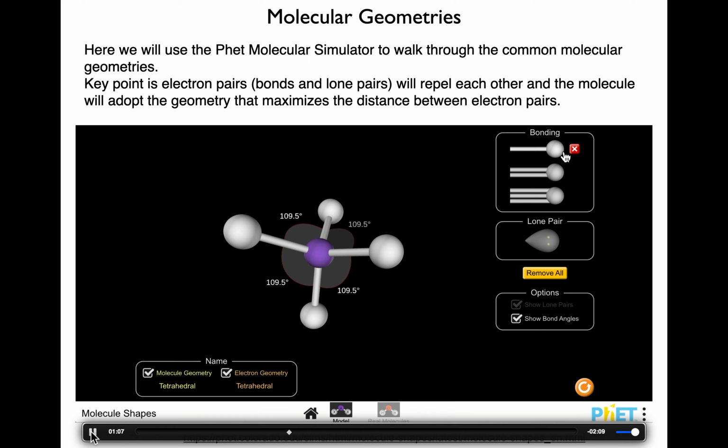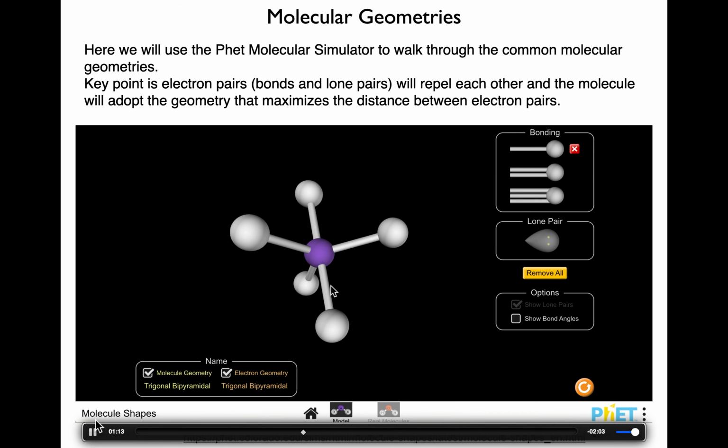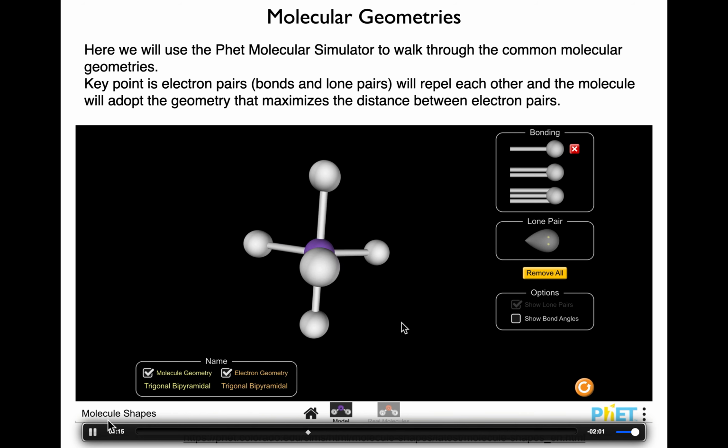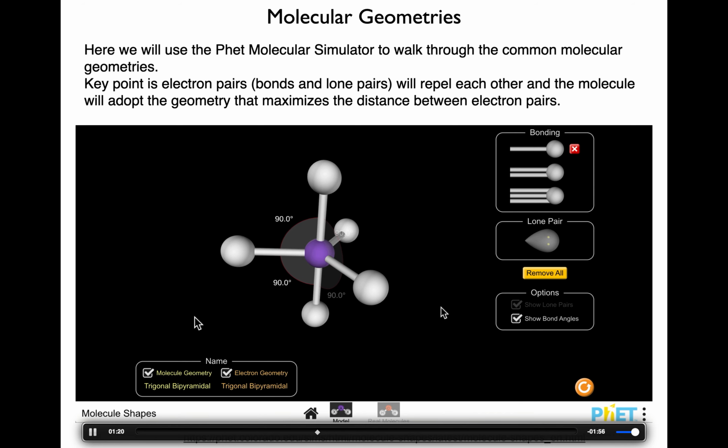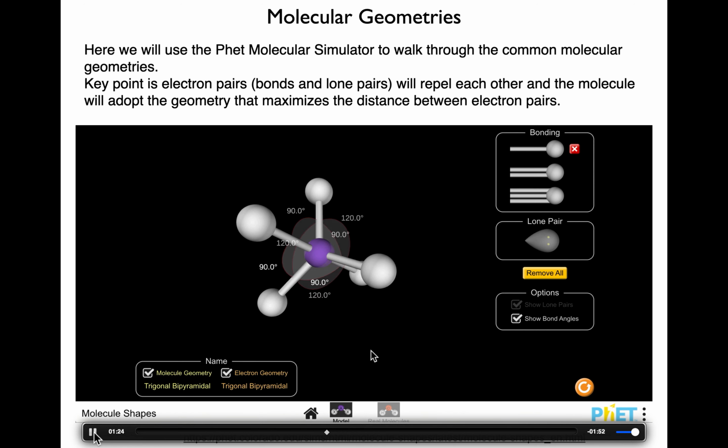So we go ahead and add a 5th covalent bond. Here's our 5th one, and we add it. One of the things you notice is this geometry, which you can see down at the bottom, is called trigonal bipyramidal. One of the things to take away from this is that there are actually 2 different positions here.